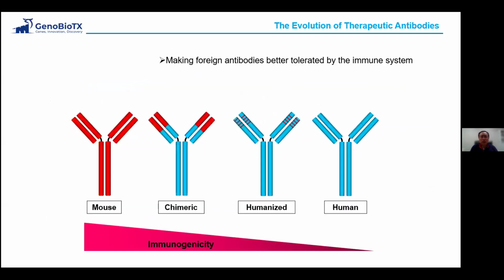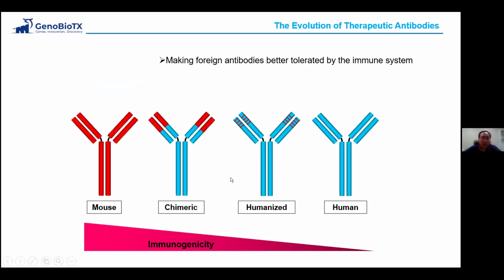So for therapeutic antibodies, in the past 30 years, monoclonal antibodies have been used for therapeutic purposes. At the beginning, people used mouse monoclonal antibodies. Then they found that they were very antigenic, very immunogenic. So the products were withdrawn very quickly after being put on the market.